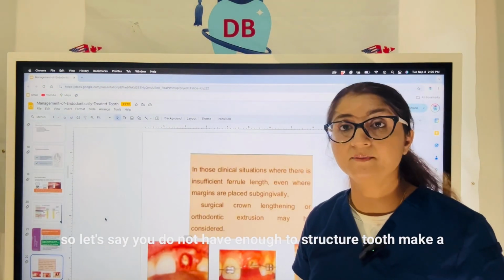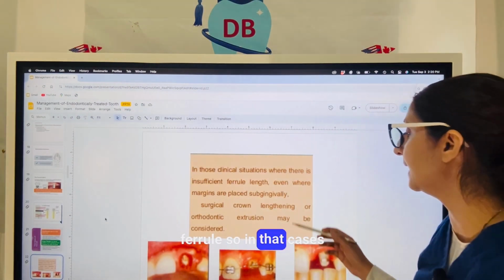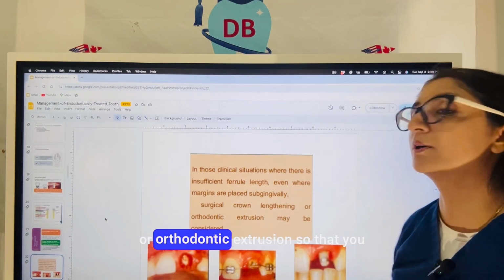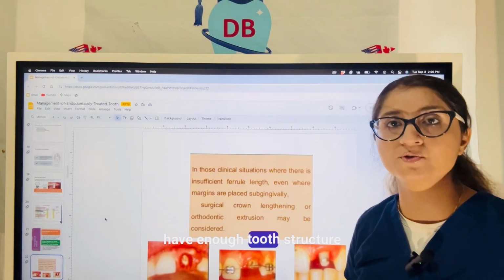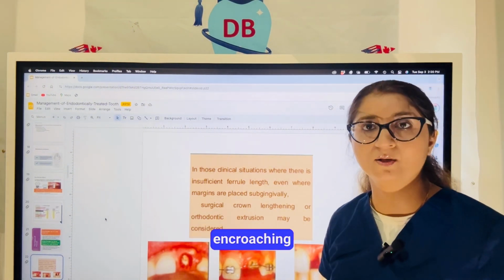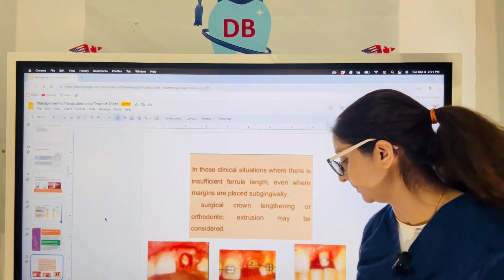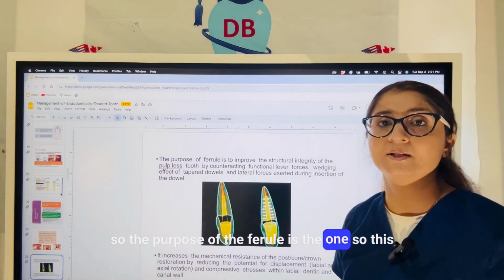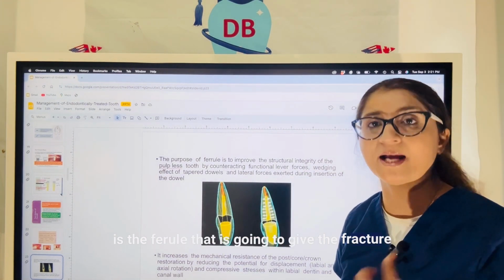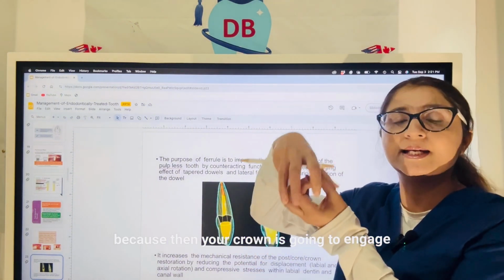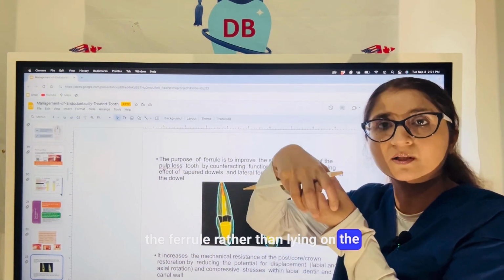So, let's say you do not have enough tooth structure to make a ferrule. In that case, you can do a surgical crown lengthening procedure or orthodontic extrusion so that you have enough tooth structure to create a ferrule, and at the same time it is not encroaching on the biological width. So, this is the purpose of the ferrule. It is going to give the fracture resistance to your tooth, because then your crown is going to engage the ferrule rather than lying on the root structure.